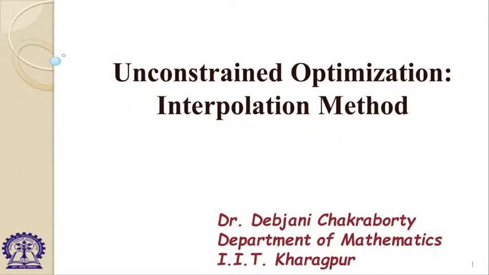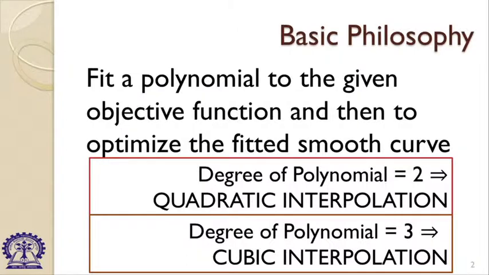Here also the same thing: we have a function that we need to optimize, that is either maximize or minimize, and we will consider the interpolation technique here. How? There are different methodologies available. If we interpolate a quadratic polynomial, that is, the degree of the polynomial is 2, then that is called the quadratic interpolation. If the degree of the polynomial is 3, that is called the cubic interpolation technique.